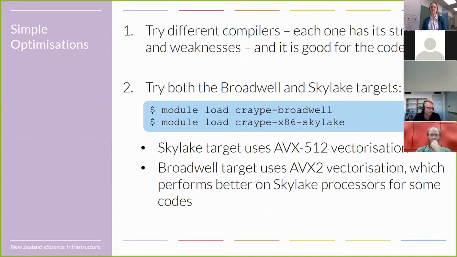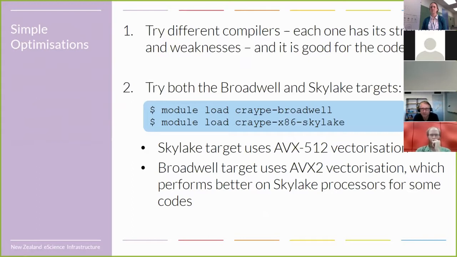Another simple optimization you can do is try both the Broadwell and Skylake targets. The microprocessors that we have on Kupe and on Maui are Skylake. That's the latest generation of the Intel architecture, and Broadwell is one generation before. One of the big changes with Skylake was the AVX 512 vectorization, the ability to compute many numbers at once.